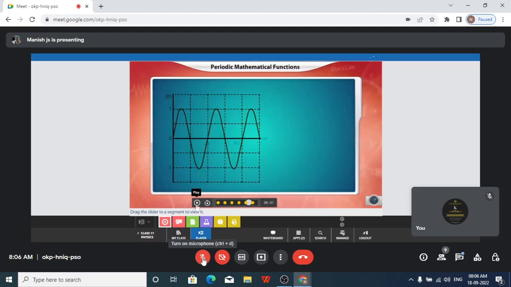So, the period of the waveform can be expressed as 2 pi by omega. That is the representation. Omega is 2 pi by T. So, rearranging, we get the relationship T is equal to 2 pi by omega. So, that is the time period of a periodic function. Omega is what we call the angular frequency. Capital T is nothing but the time period.